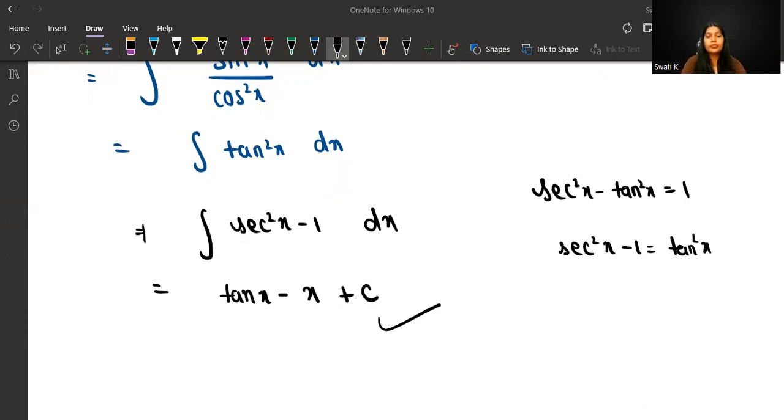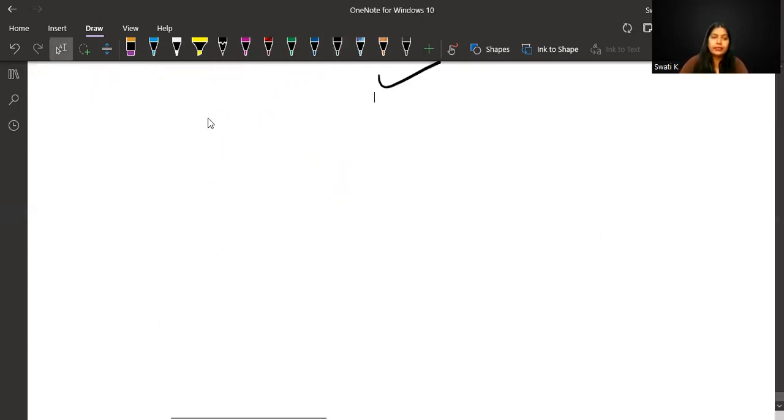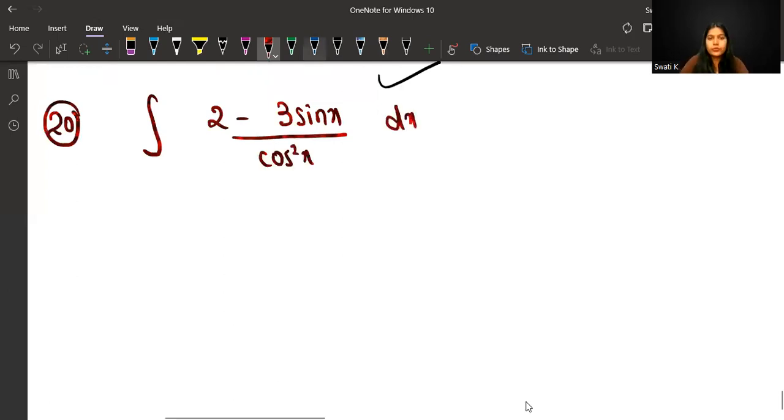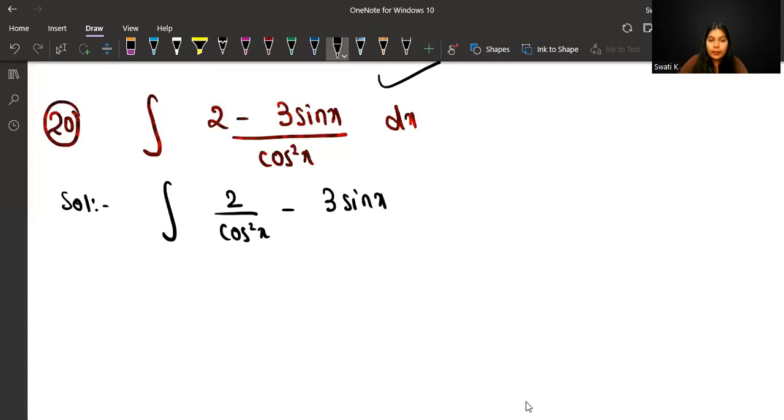Now let's move to the last question of this video, the 20th question. In the 20th question, we have to integrate 2 minus 3 sin x upon cos square x dx. Here also we are going to simplify this first and then use the integration formula. If you separate, it becomes 2 upon cos square x minus 3 sin x upon cos square x, which I can also write as sin x upon cos x into 1 upon cos x, because that is cos square x only.